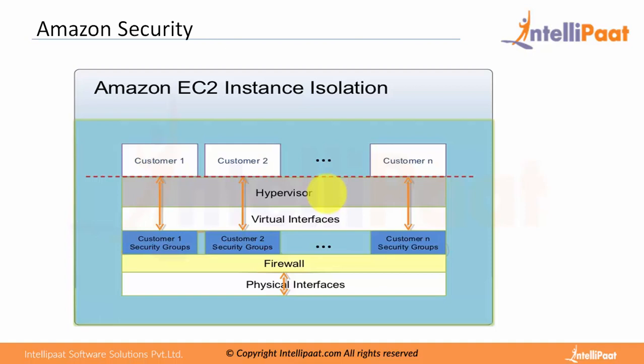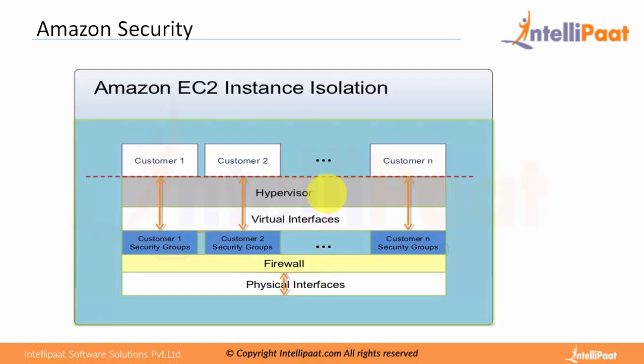Each machine or each virtual server or instance would have its own virtual firewall that is known as a security group. A security group works as a virtual firewall for each instance, and the advantage is it would not allow any traffic to go unless the rules are clearly specified in security groups.